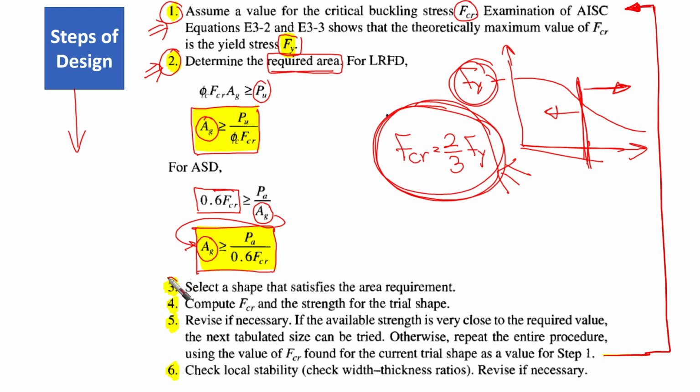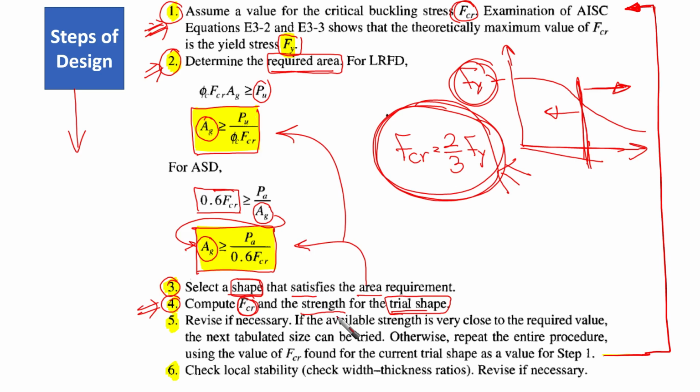The third step is select a shape that satisfies the area requirement. So what we have obtained, whether for LRFD or ASD, we are going to use to select a shape from the tables. And after that, step 4, we are going to compute FCR and the strength for the trial shape. Remember that FCR we already assumed in step 1, but it was an assumed value, and the actual value is going to be computed.